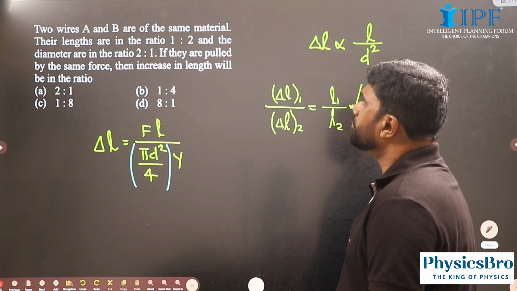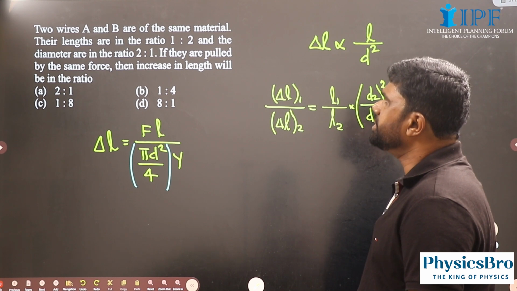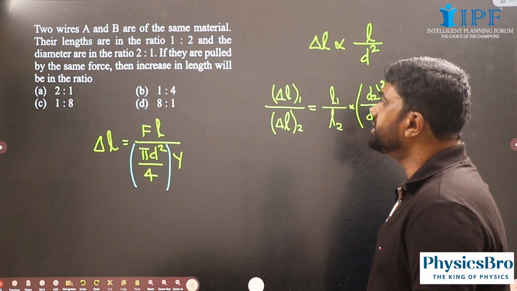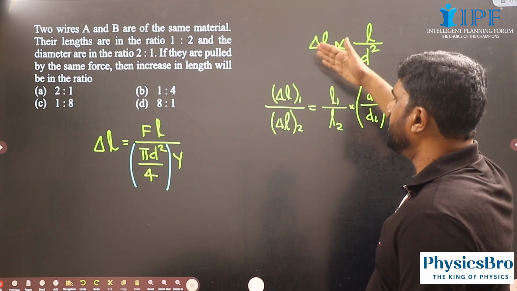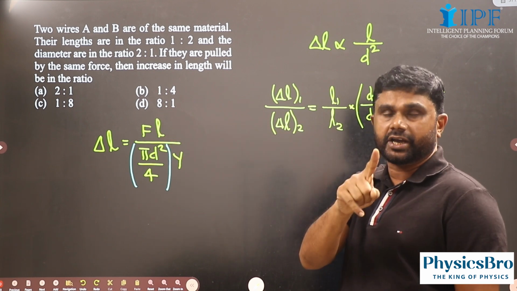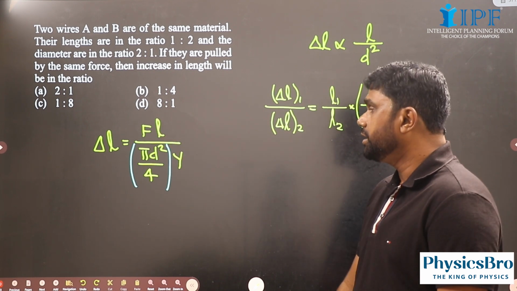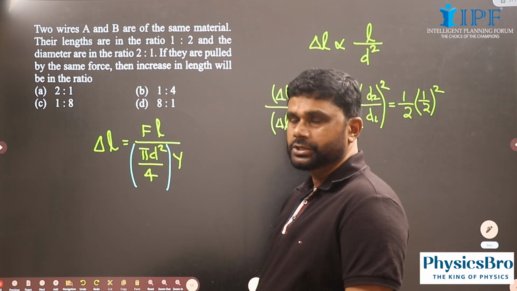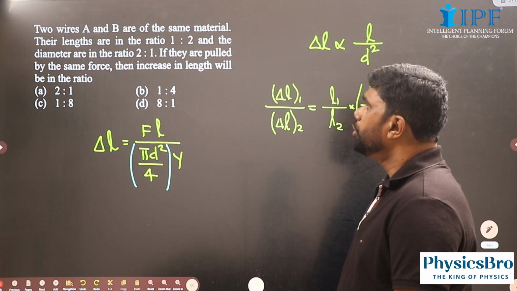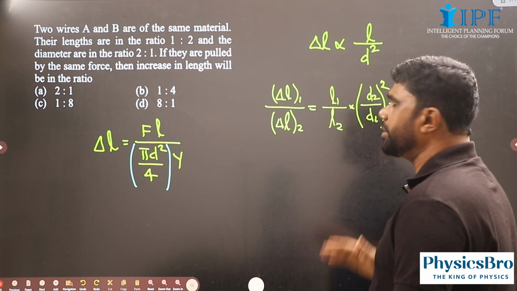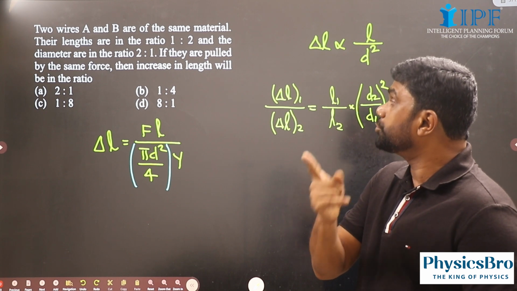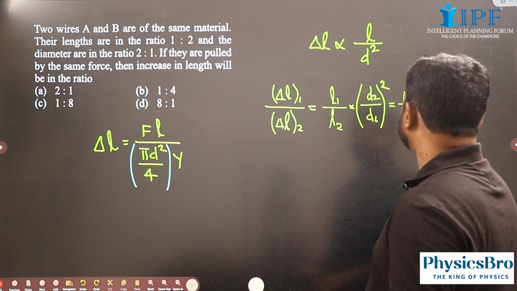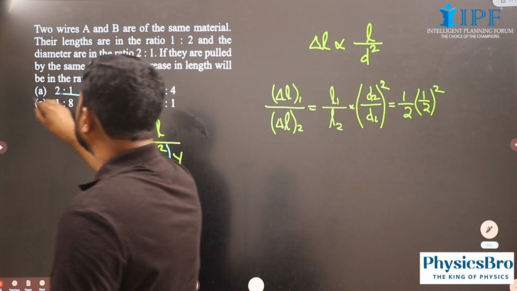Now two wires A and B are of the same material. Their lengths are in the ratio 1:2 and the diameters are in the ratio 2:1. If they are pulled by the same force, then the increase in length will be in the ratio. See, delta L here we have FL divided by AY. Cross-sectional area we can express like pi d square over 4. So we can say delta L is directly proportional to L by d square. So delta L1 by delta L2: their lengths are in the ratio L1 by L2, that is 1 by 2, and their diameters are in the ratio 2:1. But here we have d2 by d1, so it will be again 1 by 2 whole square. So that will be 1 by 8 or 1:8.